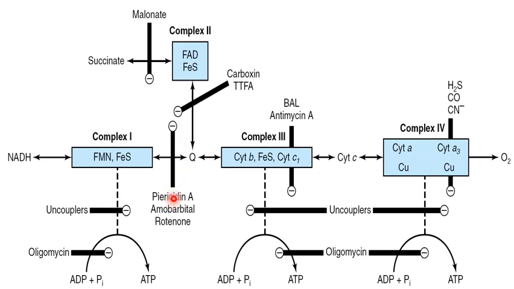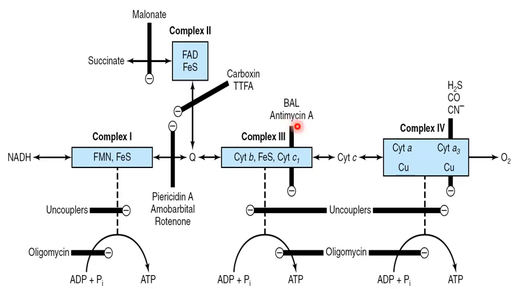Then complex 2 is inhibited by malonate. In complex 2, succinate gets converted to fumarate and there is a synthesis of FADH2. So this is inhibited by malonate, and it is an example of competitive enzyme inhibition. And then complex 3 is inhibited particularly by British anti-lewisite, BAL, and by an antibiotic called antimycin A.